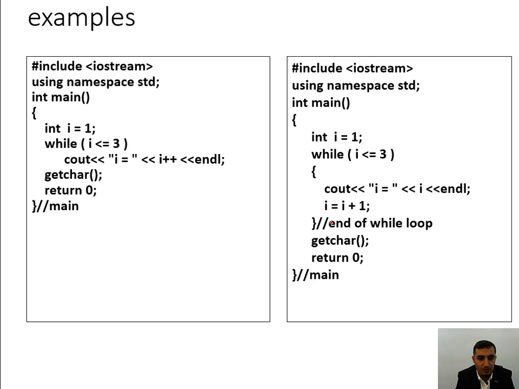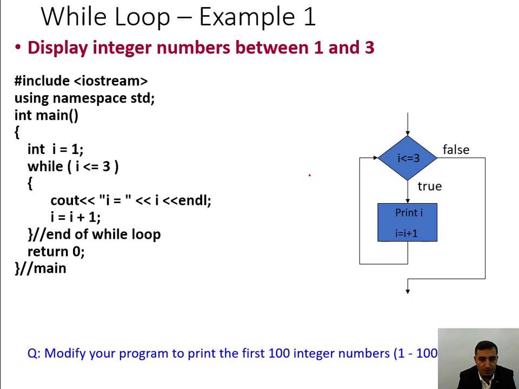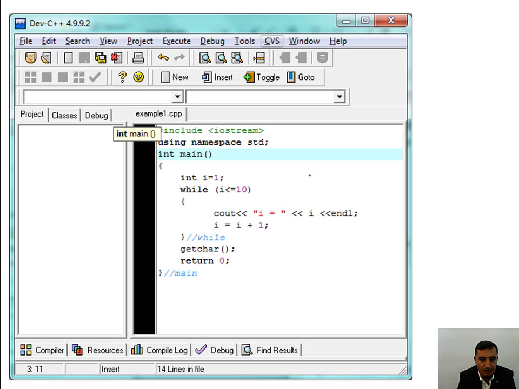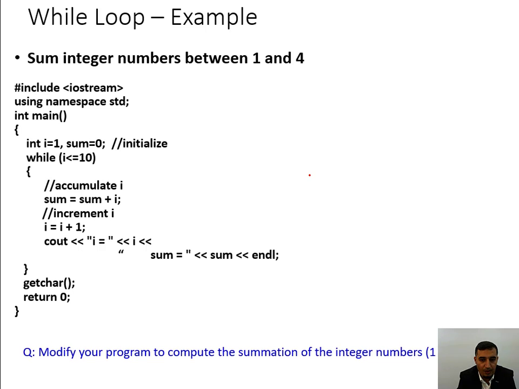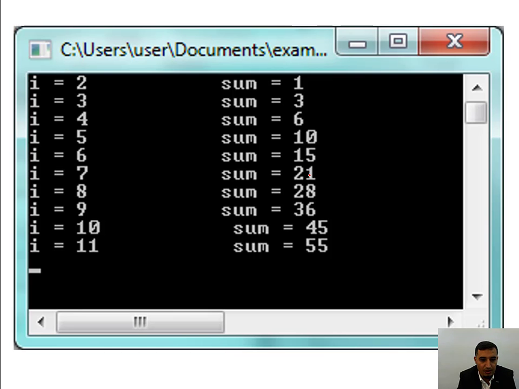Here are some examples for two different programs. Here, while I is less than or equal to 3, I is equal to I plus plus. We are going to display this value and repeat this loop for I less than or equal to 3. Here is the same one, but in a different way. And we want to see the difference between the two outputs. Again, here are some examples on while and do while. Here is displaying an integer value between any numbers. Here is an example of summing the numbers between 1 and 4 in different ways.